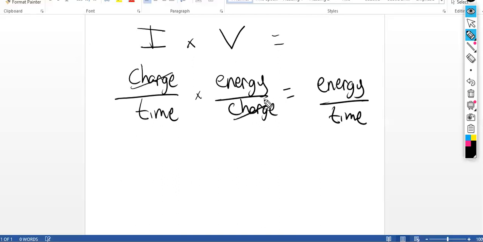Charge does cancel. If we multiply charge per time times energy per charge, we get energy per time. Now what is that? What's energy per time? Power. Power is current times voltage. So this is how we can calculate power with electricity.